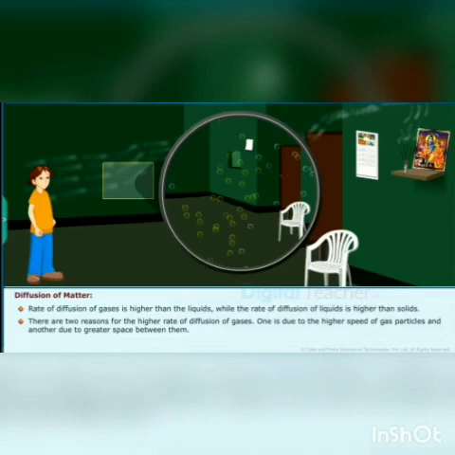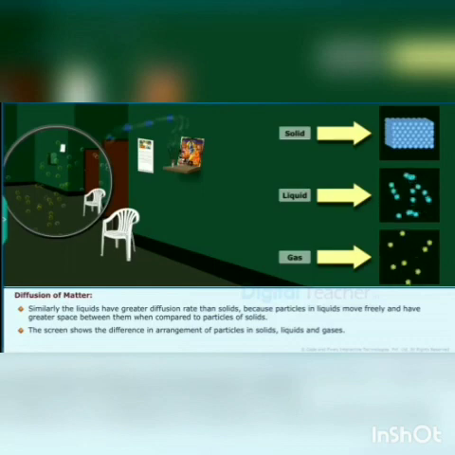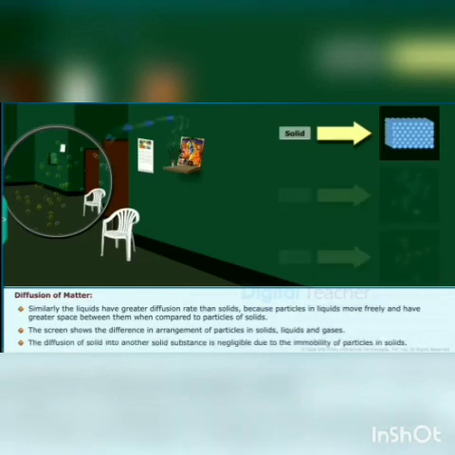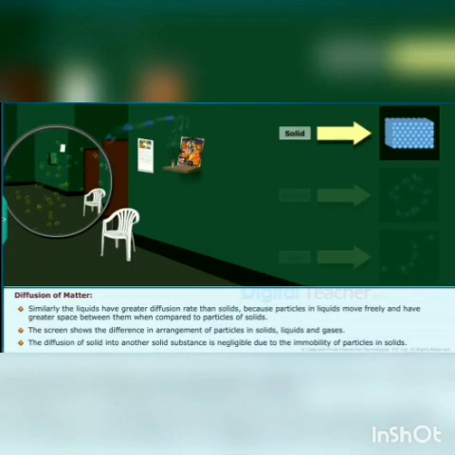There are two reasons for the higher rate of diffusion of gases. One is the higher speed of the gaseous particles, and another is the great space between them. Similarly, liquids have a greater diffusion rate than solids because particles in liquid move freely and have greater space between them when compared to the particles of solid. As we can see, the arrangement of particles in solids, liquids, and gases.